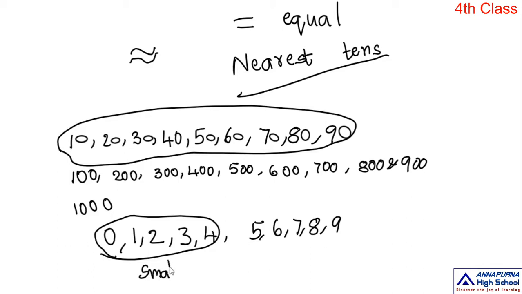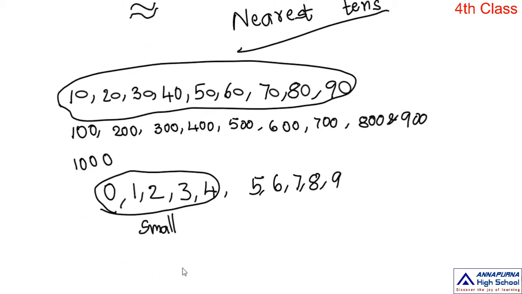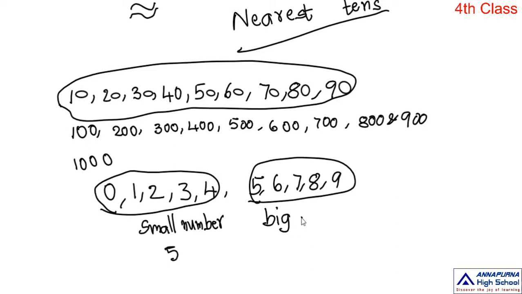Before going to learn that topic, you have to remember these small things. How many digits are in the small number group? 5 numbers: 0, 1, 2, 3, 4. And 5, 6, 7, 8, 9 are in another group. This is the big number group. Just remember these 2 points. These 5 numbers are in the big number group and these 5 numbers are in the small number group.